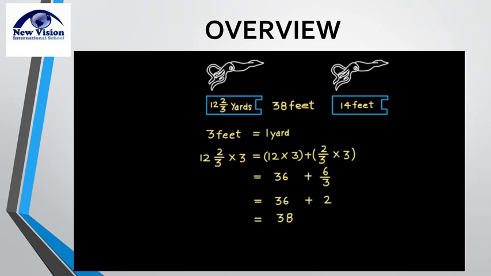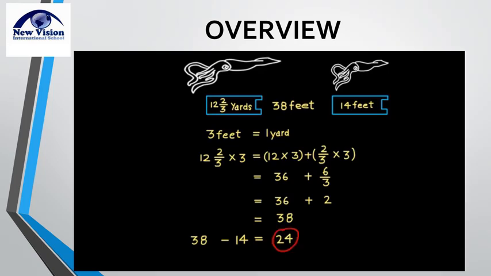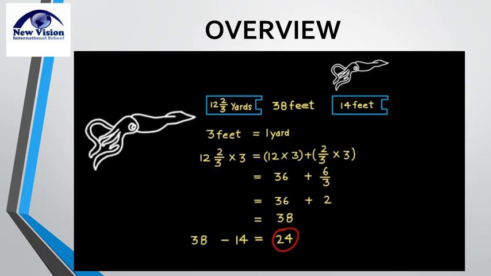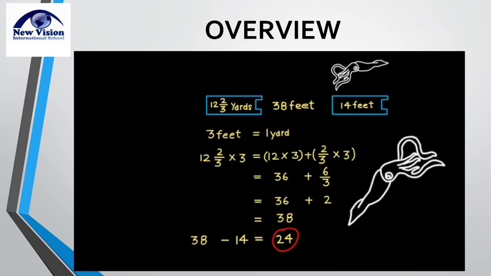Now we need to find how many feet longer the first squid is than the second squid. We find the difference to compare. 38 minus 14 equals 24. The first squid is a whopping 24 feet longer than the second squid. It's important to be precise and use the correct unit.